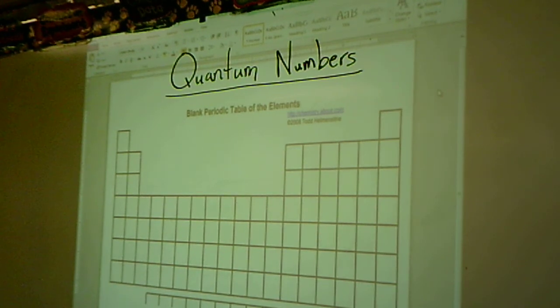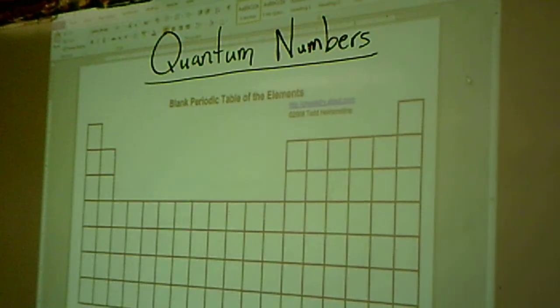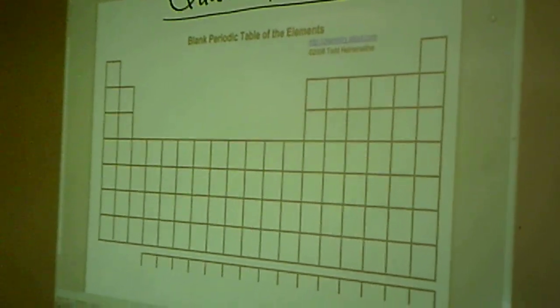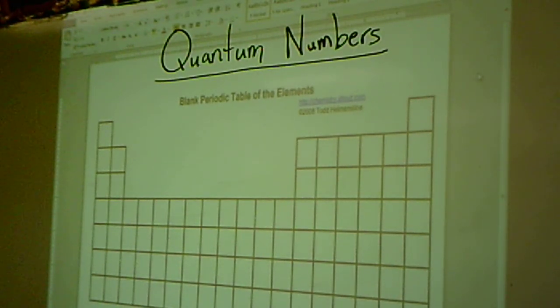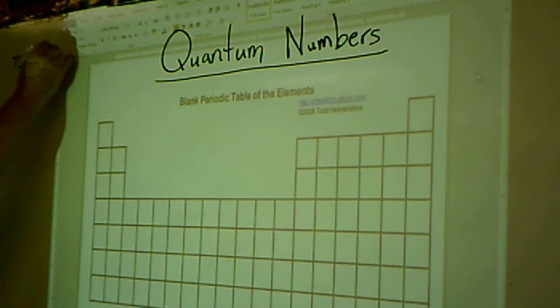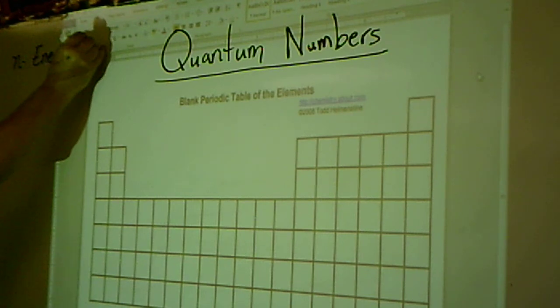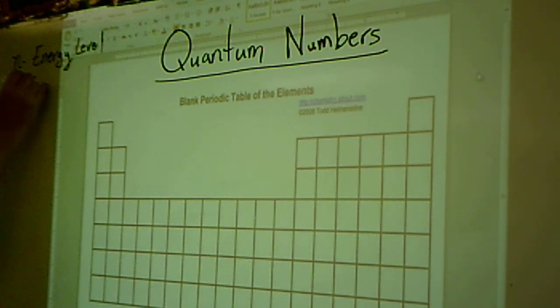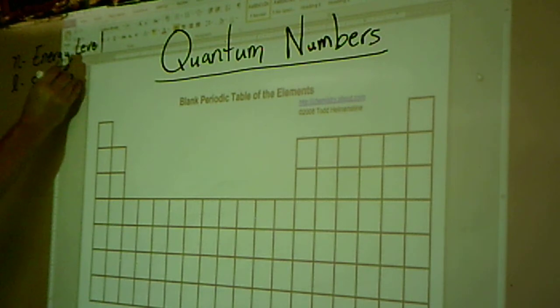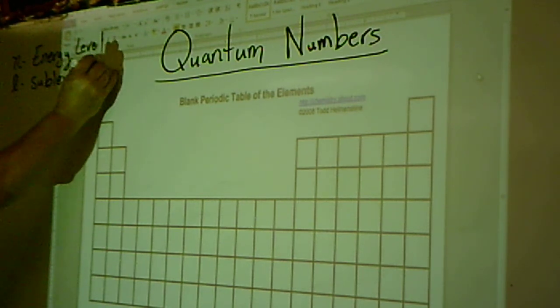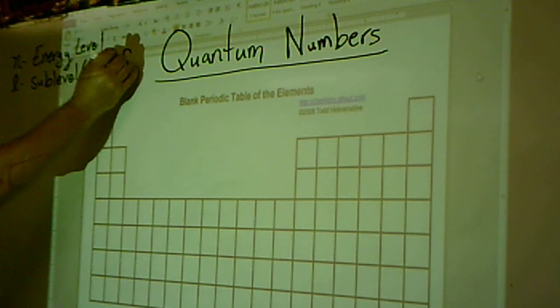Okay, in this section we are going to be covering quantum numbers. Your quantum numbers go in sets of 4, which is what we've already covered in class. We've got N, which is your energy level. You've got L, which is your sublevel. This would be S, P, D, or F.